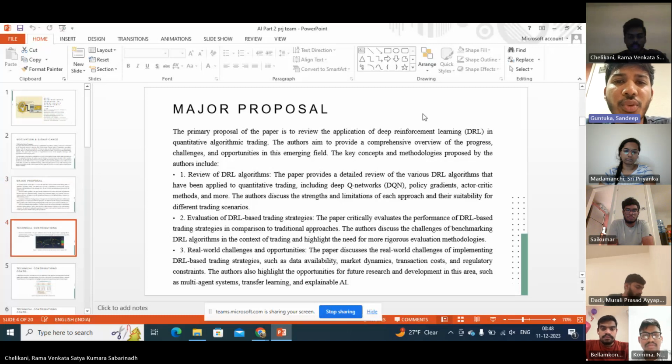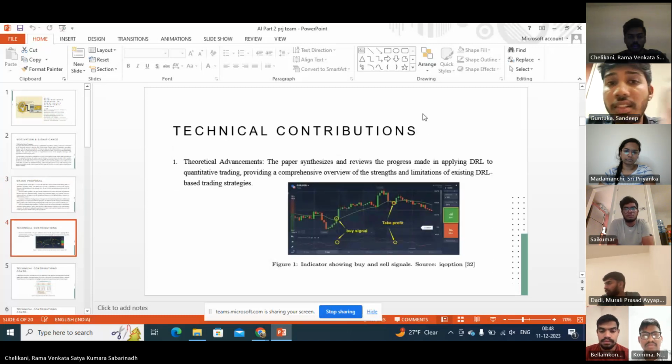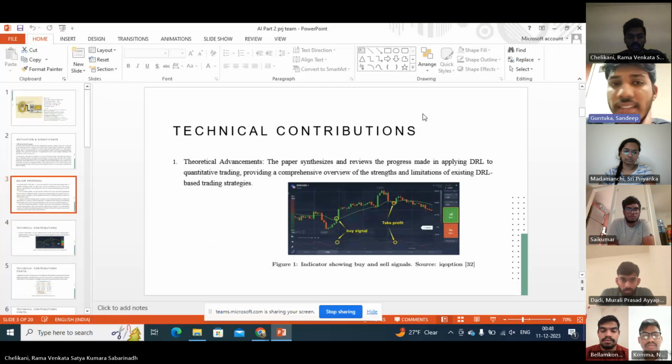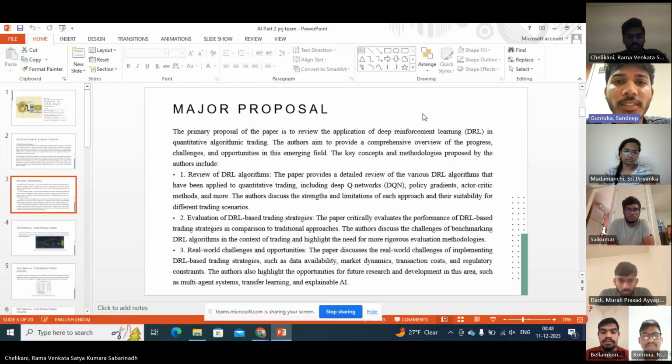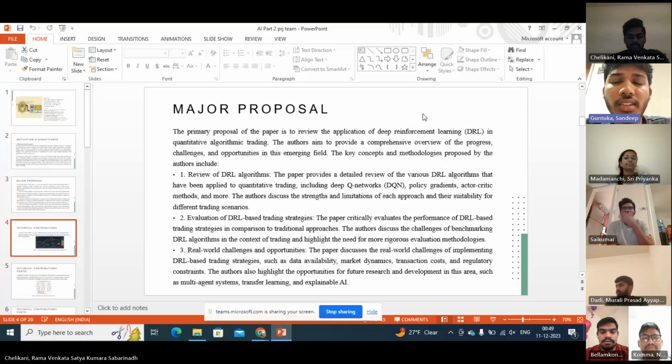When coming to the first one, this paper includes a detailed review of the various DRL algorithms that have been applied to quantitative trading, including DPO and Q networks. The second one critically evaluates the performance of the DRL-based trading algorithms in comparison with other trading approaches. The third one discusses the real-world challenges of implementing DRL-based strategies, such as data availability, market dynamics, transaction costs, and other regulatory conventions. Go to the next slide.